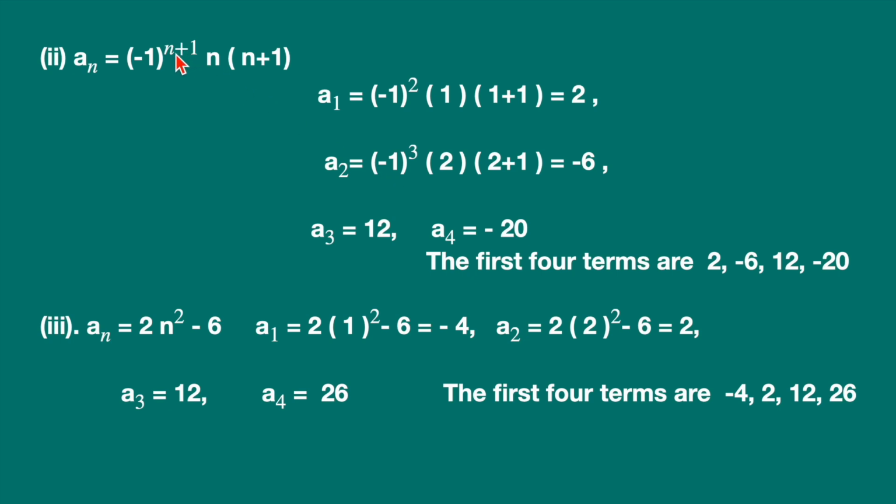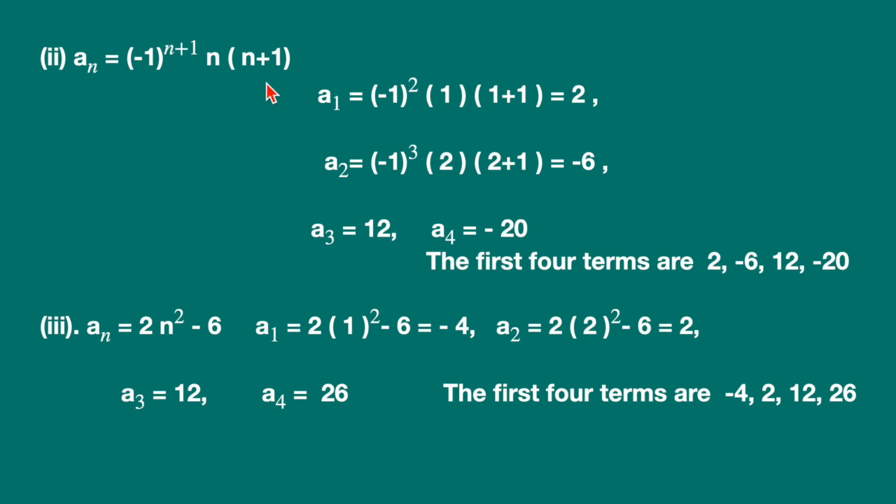Okay, let's write down n is equal to 2. So here it is. Substitute n is equal to 2. So 2 plus 1, 3. Minus 1 raised to 3 multiplied by 2 multiplied by 2 plus 1. This will be minus 1. Minus 1 into 2 is minus 2. Minus 2 multiplied by 3 is minus 6. Third term, put n is equal to 3. So here 3 plus 1 is 4. Minus 1 raised to 4 is 1. Into here 3. So 3 into 3 plus 1, 4. That is 3 into 4 will be 12. That is the third term.